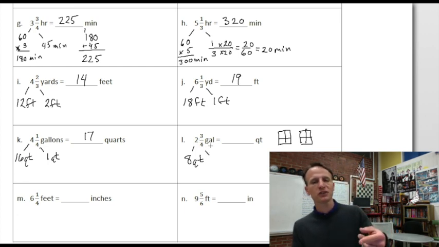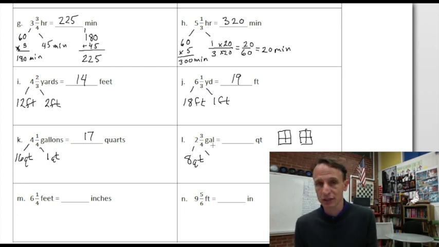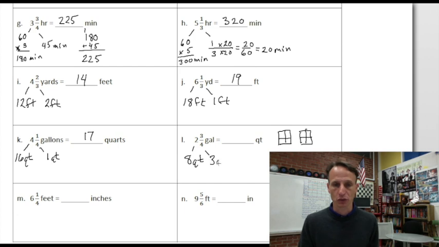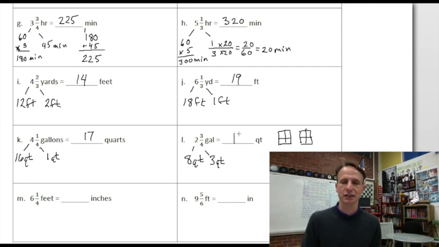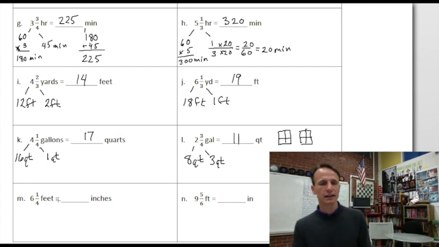All right, 3/4 of a gallon means 3 out of the 4 parts of a gallon. And those 4 parts we call quarts. So 3 out of 4 quarts means 3 quarts. 8 quarts plus 3 quarts is 11 quarts. Hallelujah.